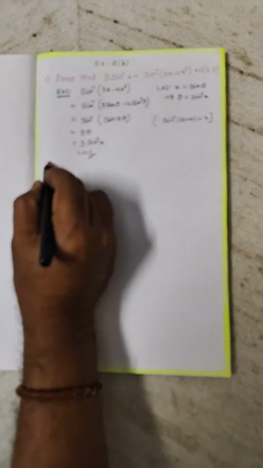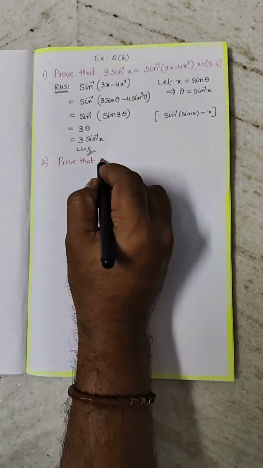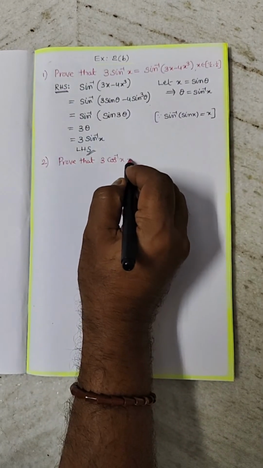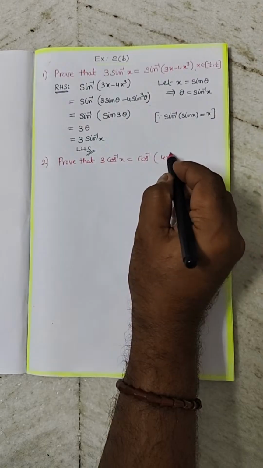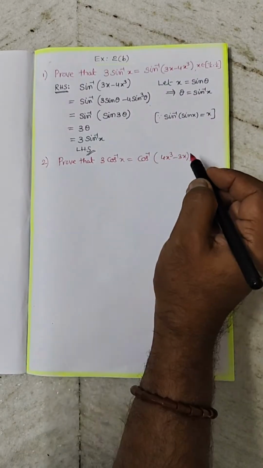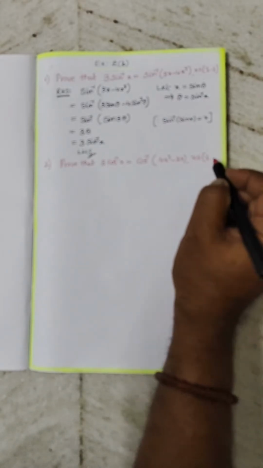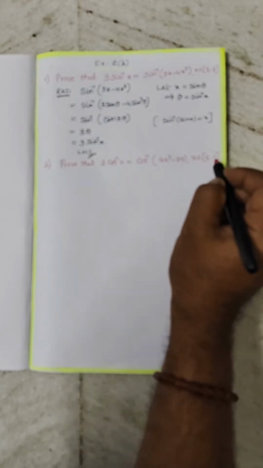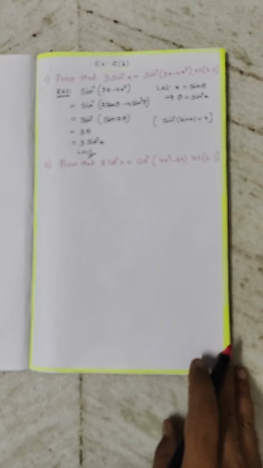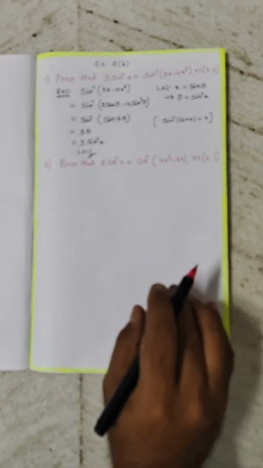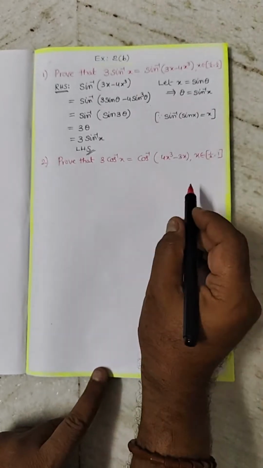Similarly, the question: prove that 3 cos inverse x equals cos inverse of 4x cube minus 3x, where x belongs to the closed interval 1 by 2 comma 1, dear students. I think you are able to get the clarity in this.